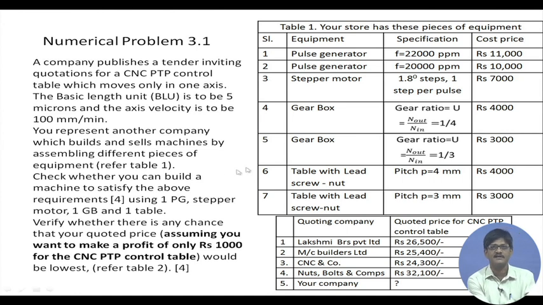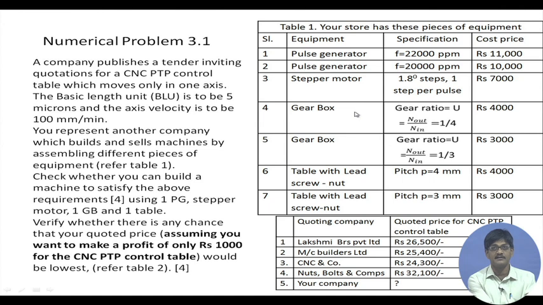So, let us first have a quick look what is available with us. We have a pulse generator, I mean 2 pulse generators and their frequencies are given to be 22,000 and 20,000. Can we use any of them? Well, we can use any of them provided that we can attain the specifications which are laid down in the tender. That is fine. Stepper motor, there is only one, so we have no choice, we have to go for this.